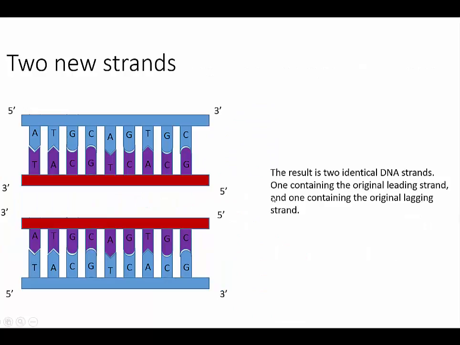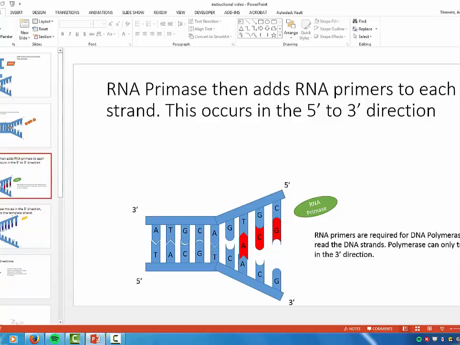And then the end result of replication, of course, is two identical DNA strands. So as you can see, each one is containing one strand of the original DNA molecule. And one is containing the leading strand, and one is containing the lagging strand.